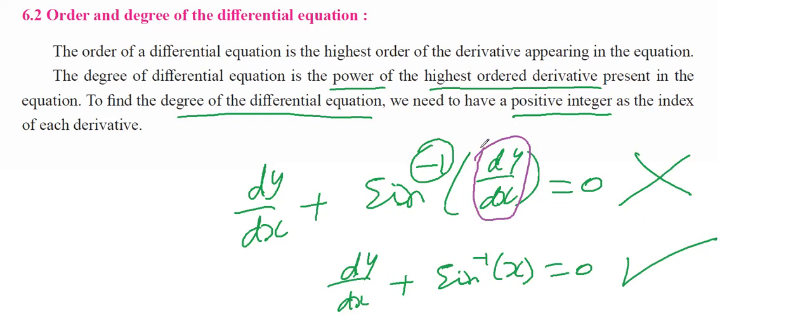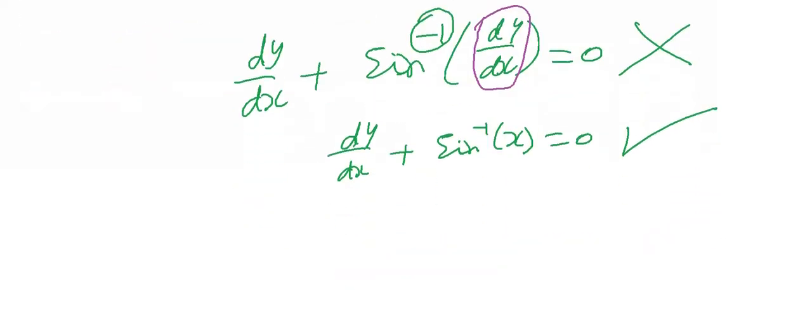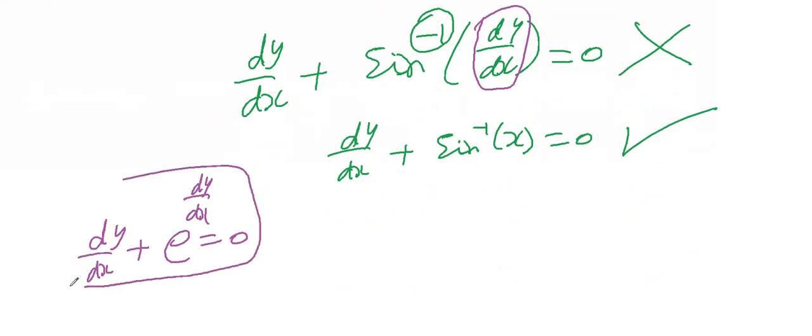That's the reason this is not a polynomial in derivative. Okay, then you will say, sir, can you give me a few more examples where it is not a polynomial in derivative? Yes, I will give you dy by dx plus e to the power of dy by dx is equal to 0. If such a kind is there, then also it is not a polynomial in derivative.